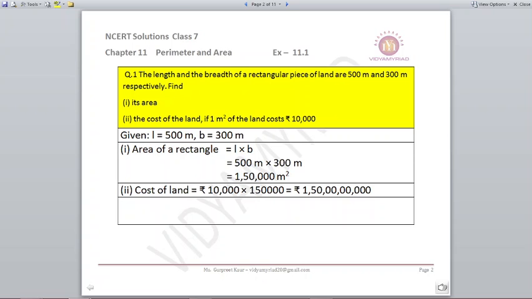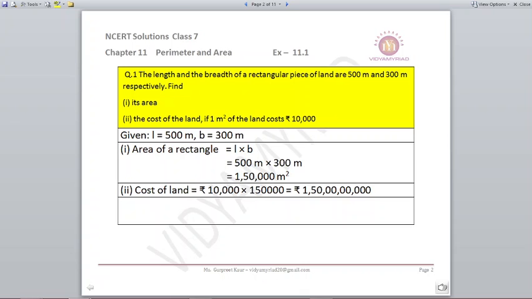The length and the breadth of a rectangular piece of land are 500 meters and 300 meters respectively. Find its area and the cost of the land if 1 meter square of the land costs rupees 10,000. Now we are given the length, we are given the breadth, and the area of the rectangle formula is length into breadth. So 500 multiplied by 300, it comes to 150,000 meters square.